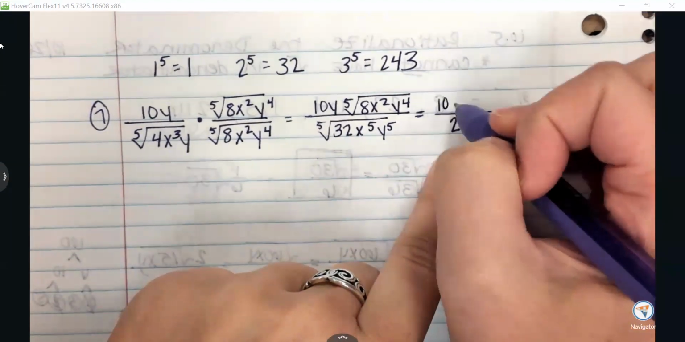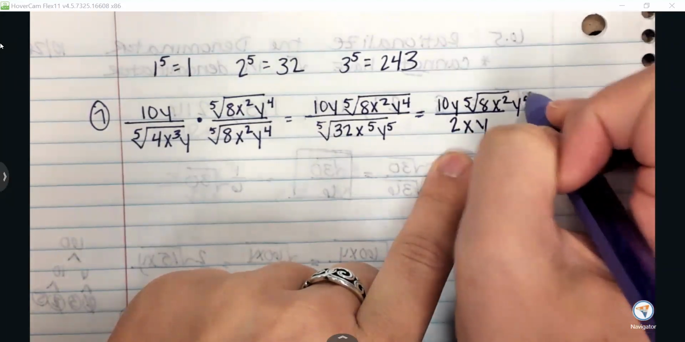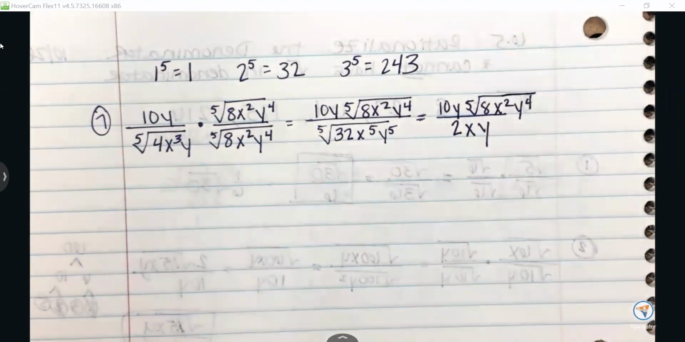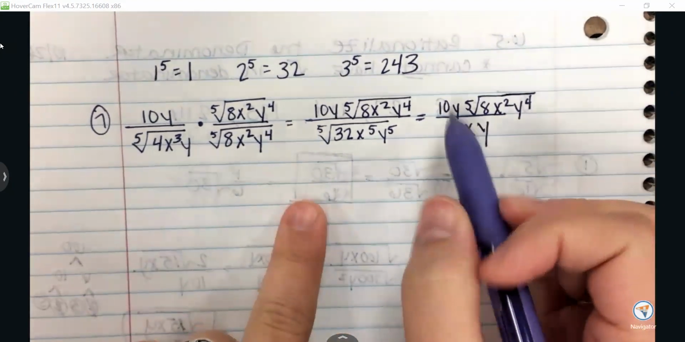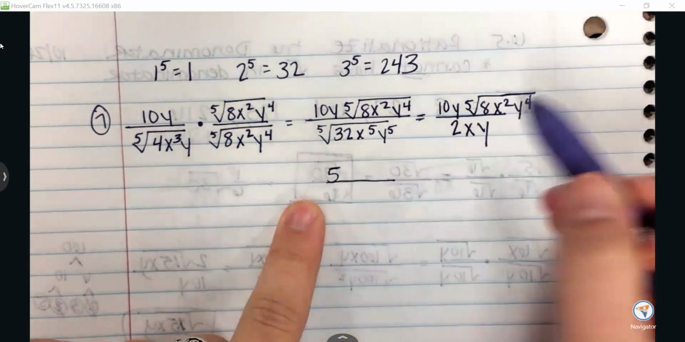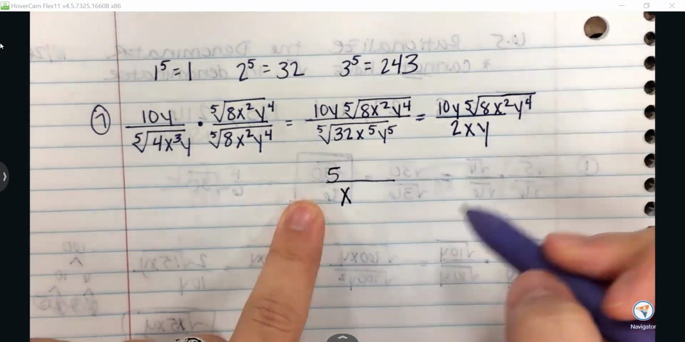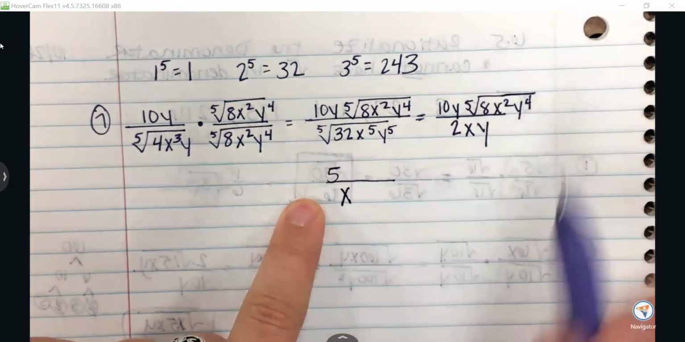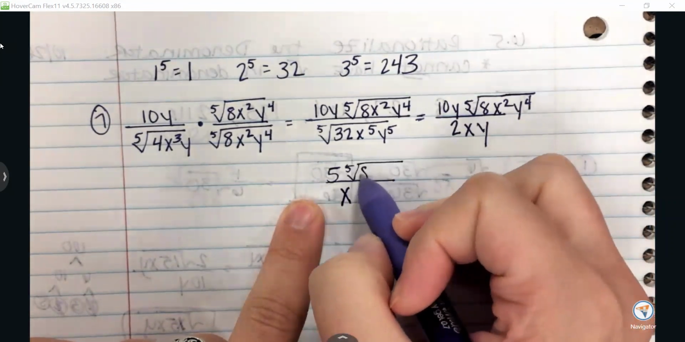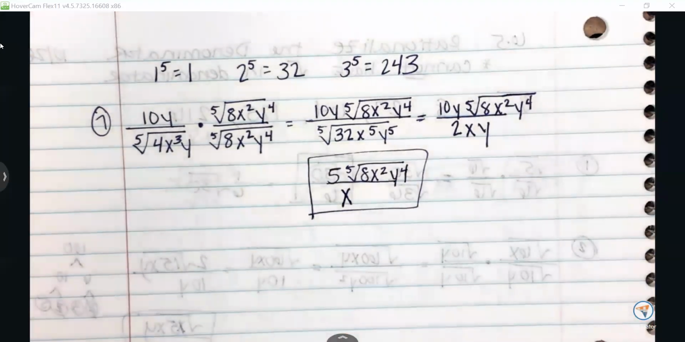So I still have 10y, fifth root of everything. What do I notice can happen though? I can simplify the outside. I'm going to write it down here. What can 10 divided by 2 be? 5 in the numerator. My x has to stay in the denominator. It has nothing to simplify. But what happens to y divided by y? They cancel. So I have the fifth root, 8x squared, y to the fourth. Okay.